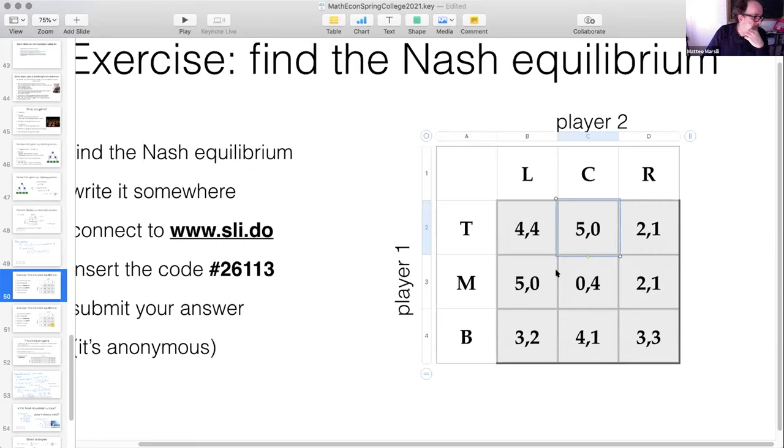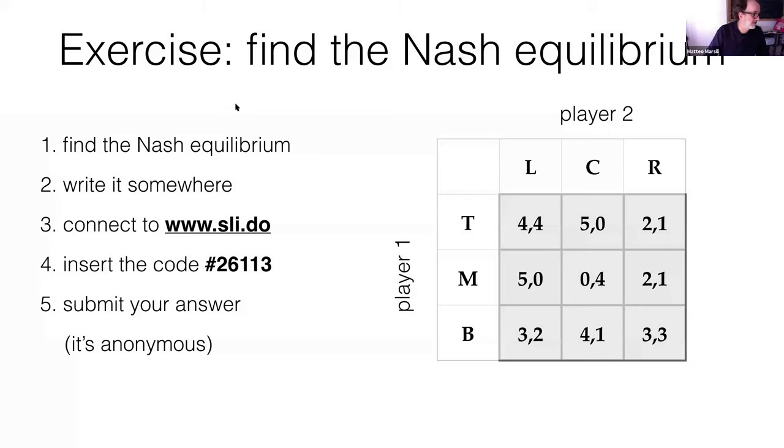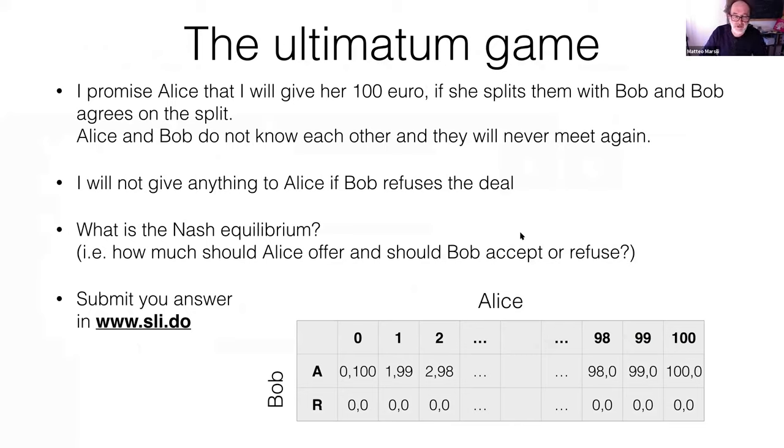Is it clear? Yes. Thank you very much for this exercise. I think since you liked it, we are going to go on. So this was the right response, and these are the best responses. You can see that there is no fixed point here. Now, let's go to another simple exercise, which is the ultimatum game.